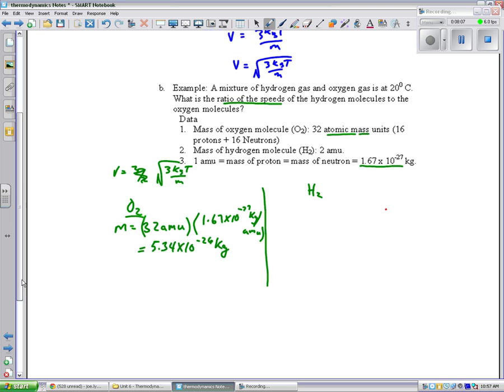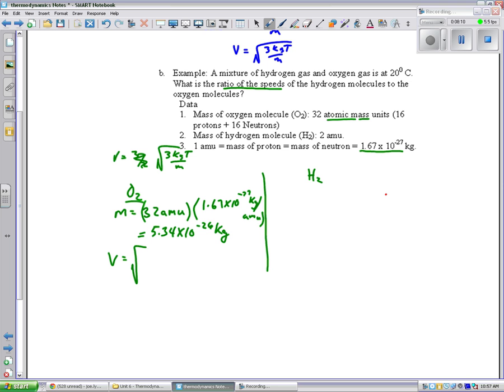Now I'm going to plug into this equation. V is the square root of 3 kBT over m. That's the square root of 3 times kB, the constant, 1.38 times 10 to the minus 23rd. Now our temperature is 20 degrees Celsius. That's 293 Kelvin. So times 293. And divided by the mass that we just found, 5.34 times 10 to the minus 26. Then we end up with a velocity of 477 meters per second. So that's the velocity of the oxygen molecules.